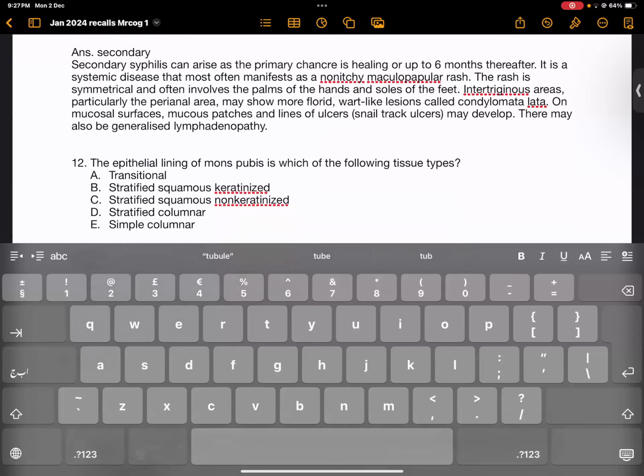Okay, so the epithelial lining of the mons pubis is which of the following tissue types? Either it is transitional, stratified squamous keratinized, non-keratinized, stratified columnar, or simple columnar.